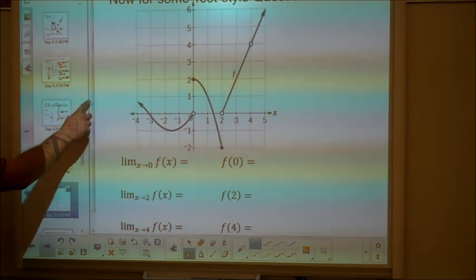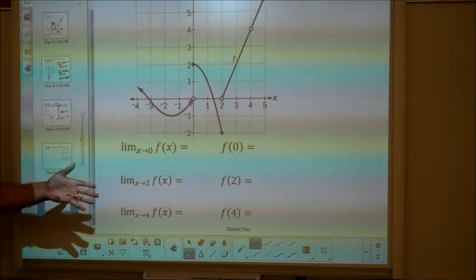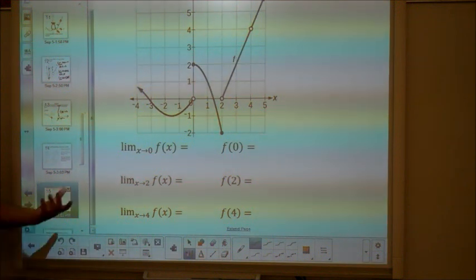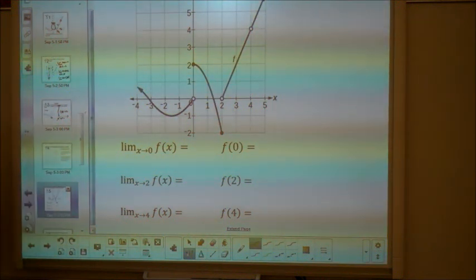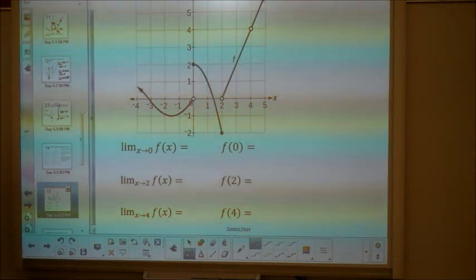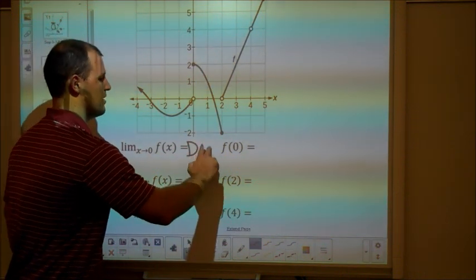Alright, these are the types of questions that we would normally see on a test. This is the first visual we looked at, but now we're seeing it in typed up notation the way it might appear on a test for you. I'm going to take a minute and fill these in. I would encourage you to pause the video and try these yourself first, and then you can check your answers with me. On this first one, the two sides are not coming together, so this limit does not exist.